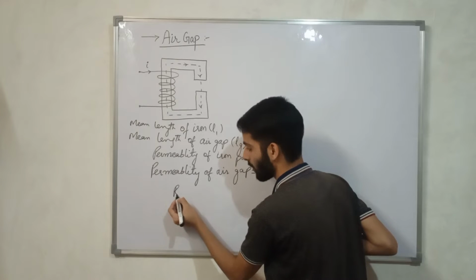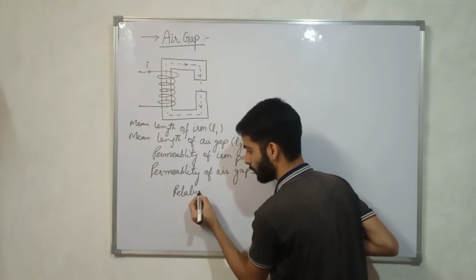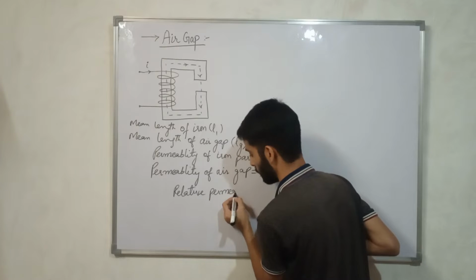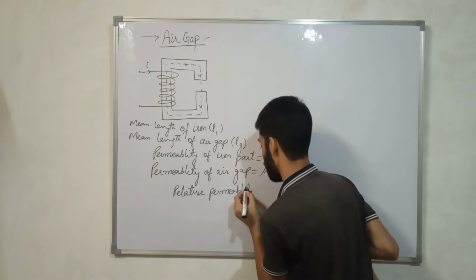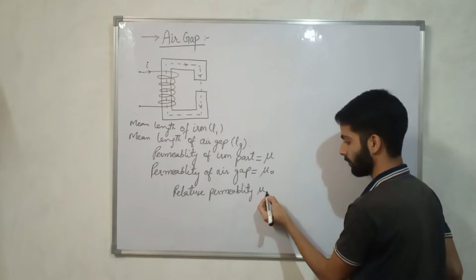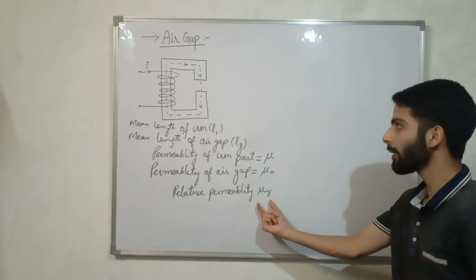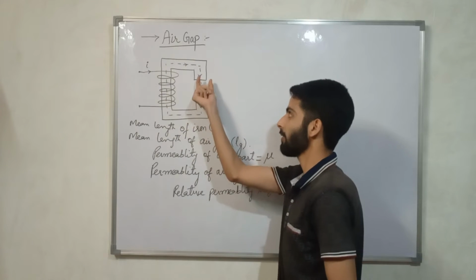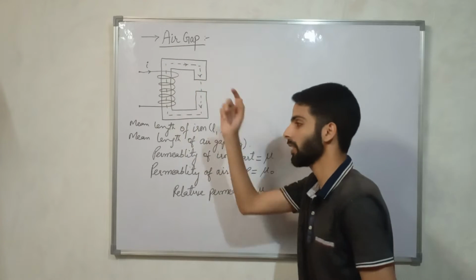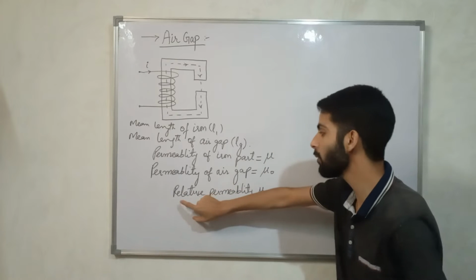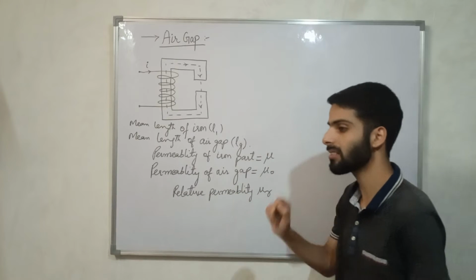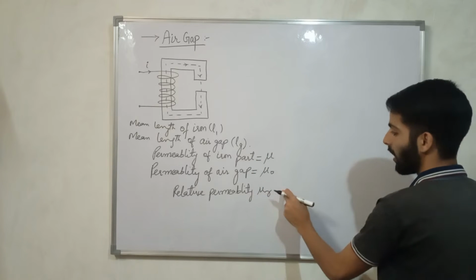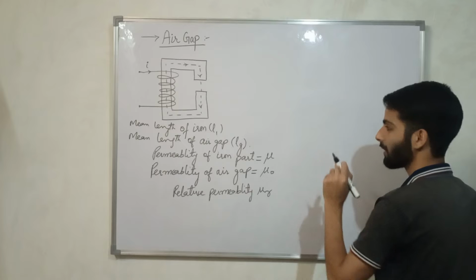Relative permeability mu r applies to both those parts, this iron part as well as this air gap. And mu r is relative permeability and it depends upon certain factors. We shall be studying further on what factors mu r depends.